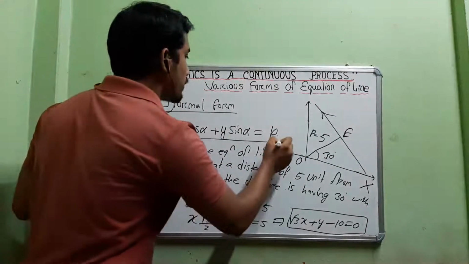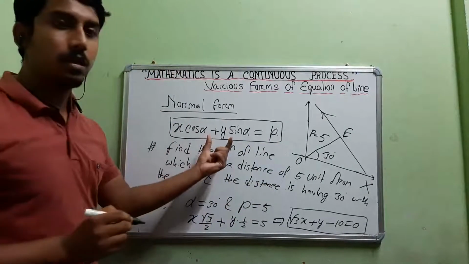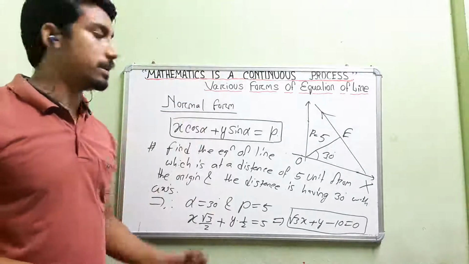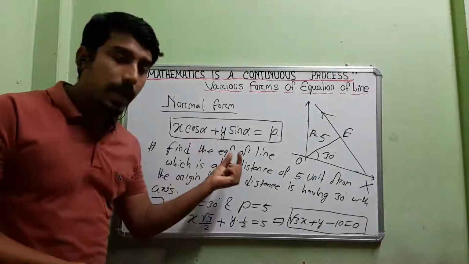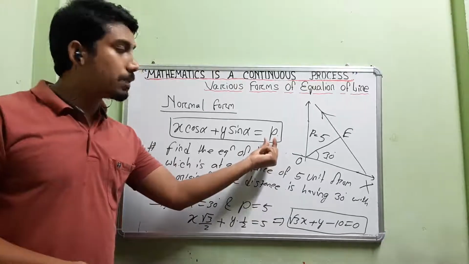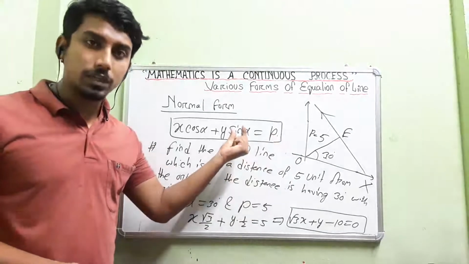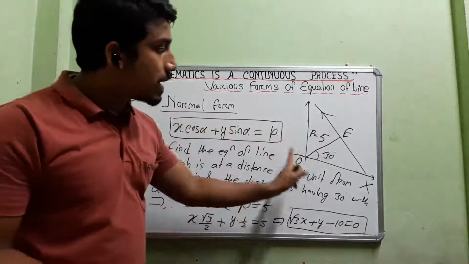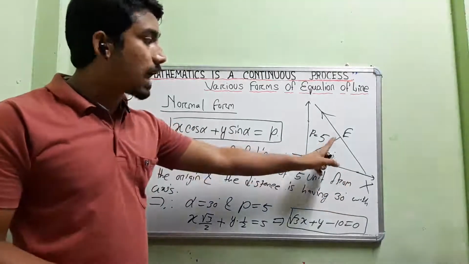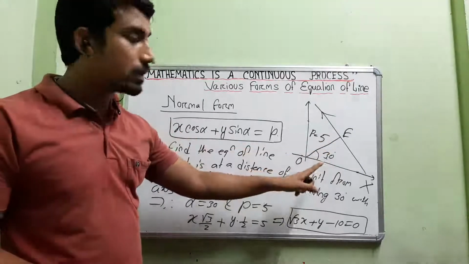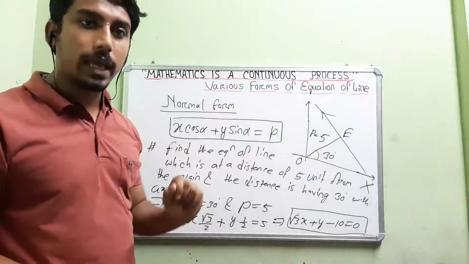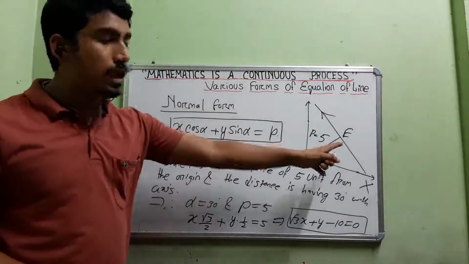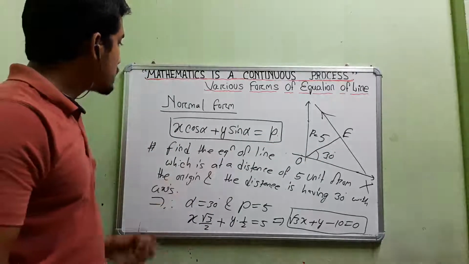Remember, x cos alpha plus y sin alpha equals P. A very important form, called the normal form of the equation of a straight line. Here P is the perpendicular distance of the line from the origin and alpha is the angle which the distance line makes with the x-axis. The distance line, that is the perpendicular distance, makes some angle with the x-axis, that angle is alpha, and P is the perpendicular distance of the required line from the origin. That is the normal form.